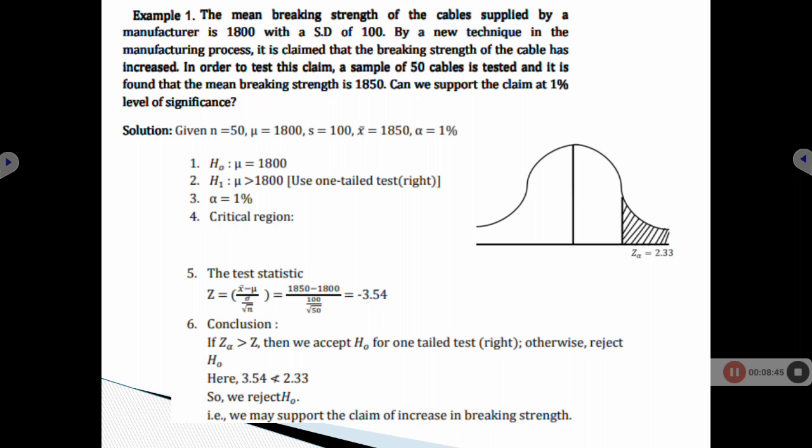Okay, so here we have to put a conclusion. What is the conclusion? We have to compare this value with our standard value, that is, our standard value is 2.33. So while comparing the test statistic, that is the calculated value of Z, and the table value of Z, what is the result we are getting here is, since 3.54 is not less than 2.33, we are going to reject this hypothesis. So the final result is we may support the claim of increase in the breaking strength.